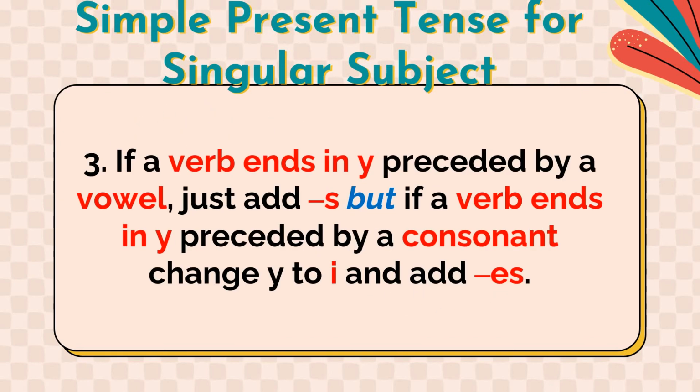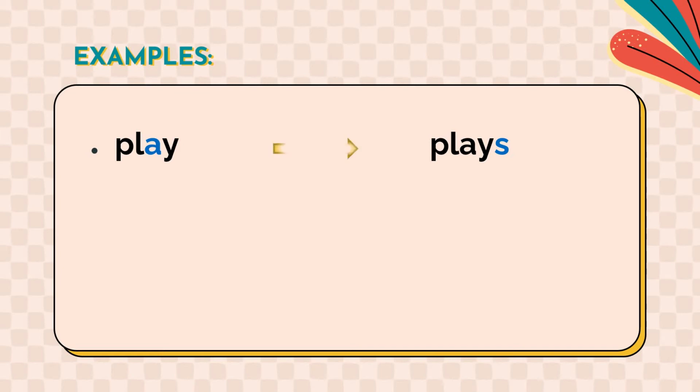Rule number 3, if a verb ends in y preceded by a vowel, just add s. But if a verb ends in y preceded by a consonant, change y to i and add es. When we say vowel letters, these are A, E, I, O, and U. So let us study the following examples. We have here play, plays.